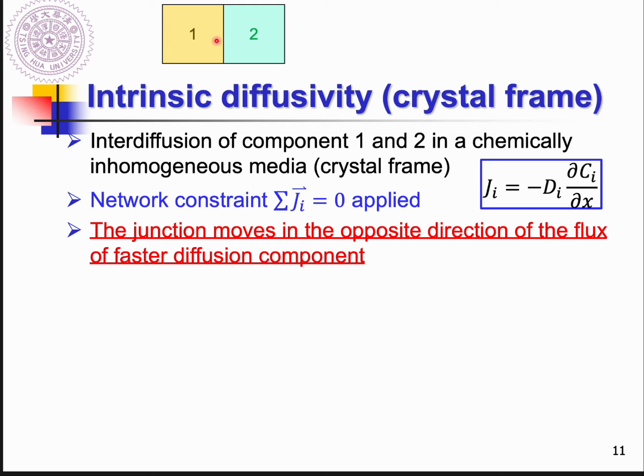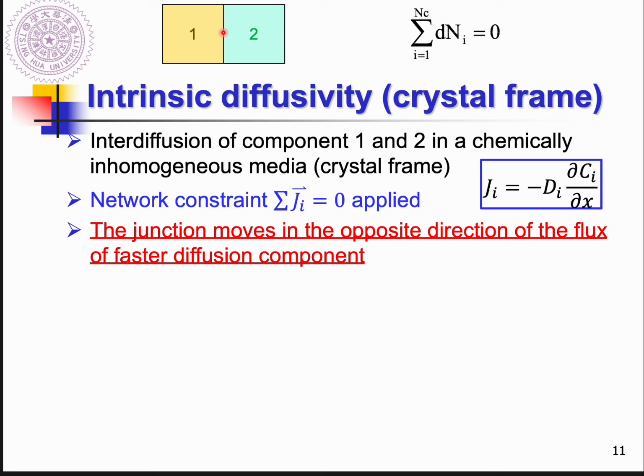If we have a diffusion couple, component 1, 2, and based on the concentration profile, you know that there's a chemically inhomogeneous medium. And as we mentioned before, if we stand at the interface, which means we stay in the crystal frame, the diffusivity we measure or observe belongs to the intrinsic diffusivity.